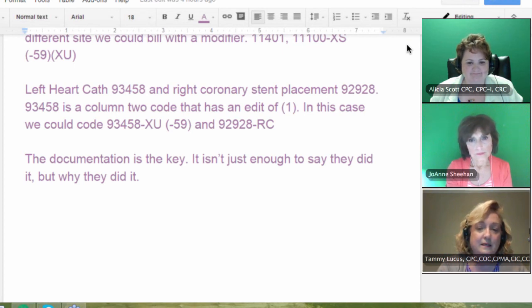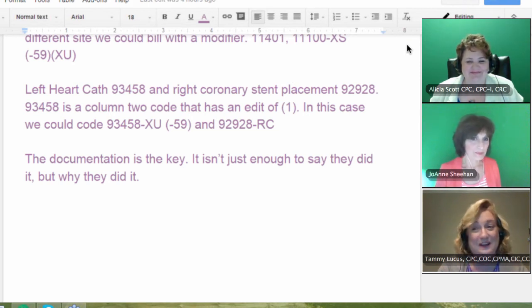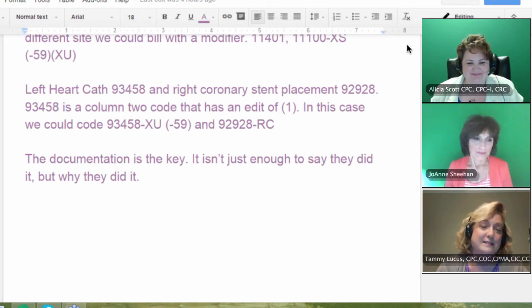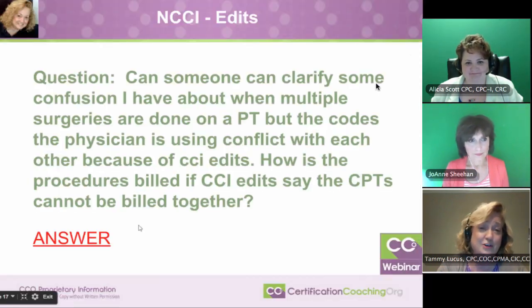Documentation is the key to this. It isn't just enough to say they did it, but you need to know why they did it. A lot of physicians will say, yeah, I did it, just stick a 59 on there and get it paid. That's a no-no. Very big no-no. It has to be done for a distinct reason. So just review their documentation, and depending on which edit you have, you can get them paid.